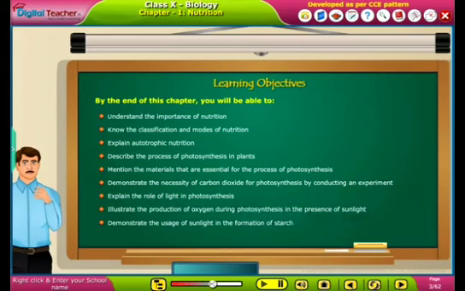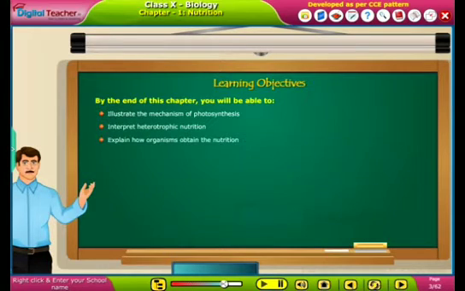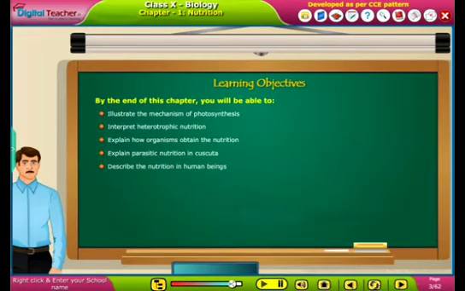Demonstrate the uses of sunlight in the formation of starch. Interpret chlorophyll and photosynthesis. Illustrate the mechanism of photosynthesis. Interpret heterotrophic nutrition. Explain how organisms obtain the nutrition. Explain parasitic nutrition in Cuscuta. Describe the nutrition in human beings.